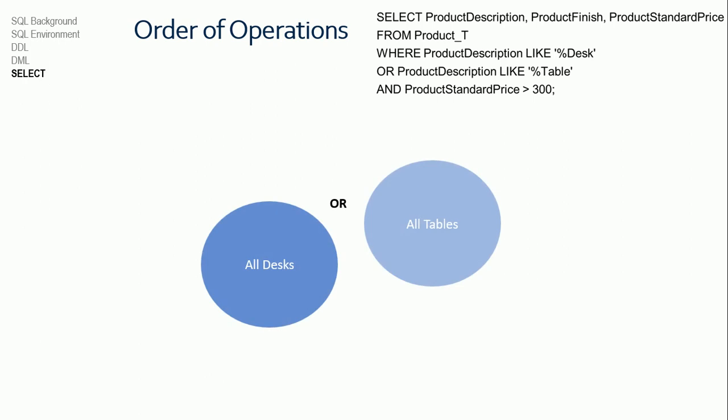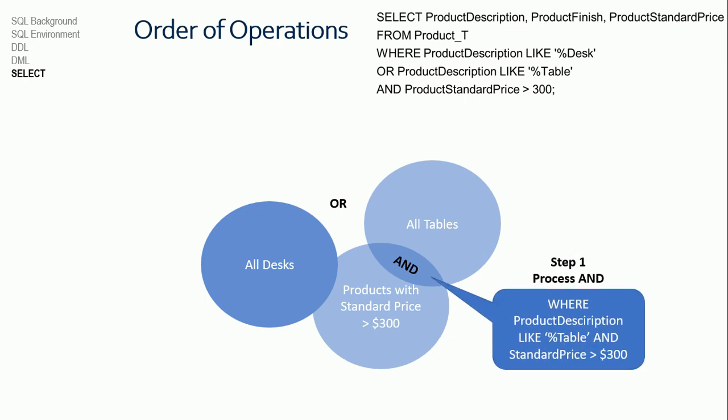we're saying first we're looking at all desks or all tables, right? So the first thing it's going to do is find all the records that have desks or tables, and then it's going to add to that the products that have a standard price greater than 300. So really the first step is to process the AND, where the product description is like table and the standard price is greater than $300, right? So the only table records we're going to get are the ones that are over $300. That's that overlap that you see there.